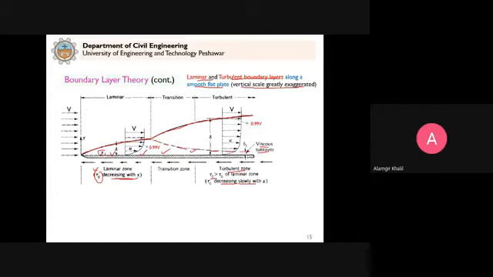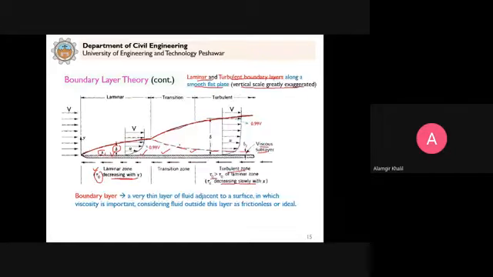Similarly, we are interested to calculate what is the thickness of the boundary layer at any distance x. For example, what is the thickness of boundary layer? It is denoted by delta. This boundary layer is a very thin layer of fluid adjacent to the surface, in which viscosity is important, and we consider the fluid outside this layer as frictionless or ideal.